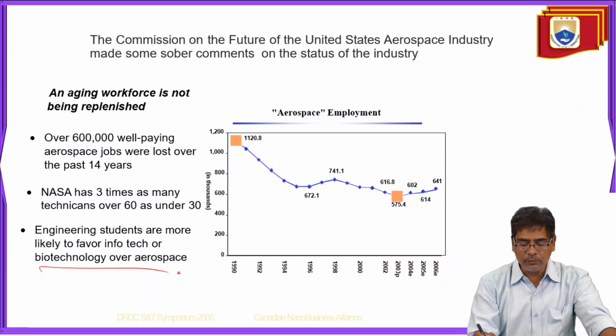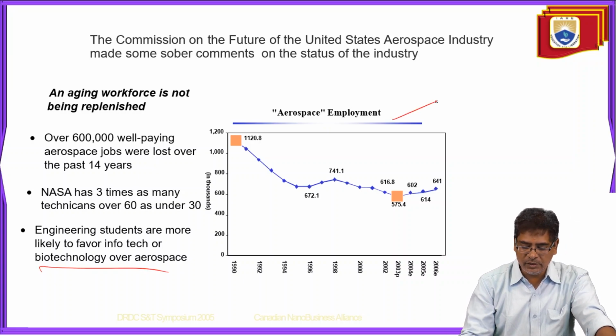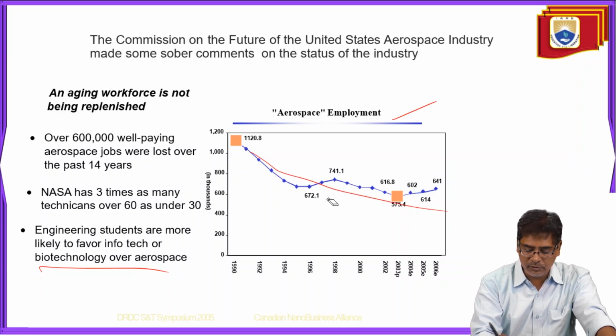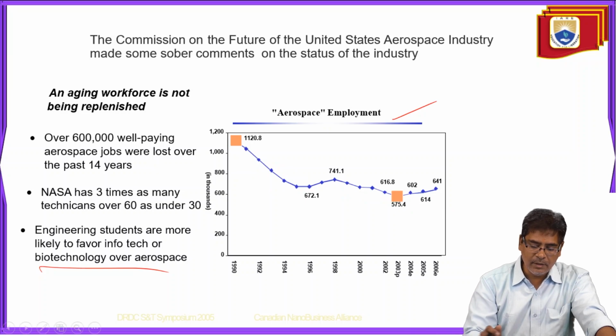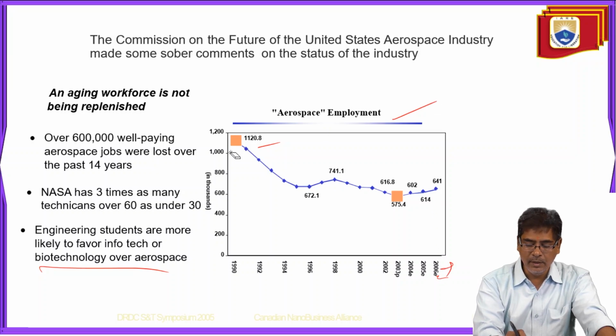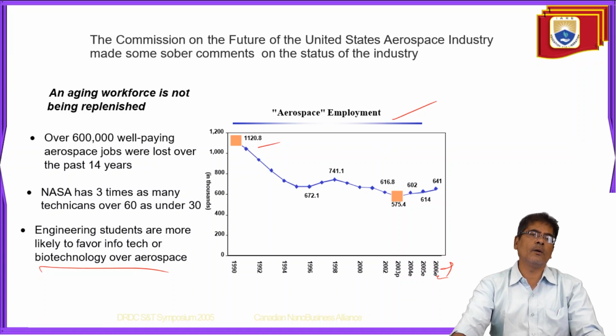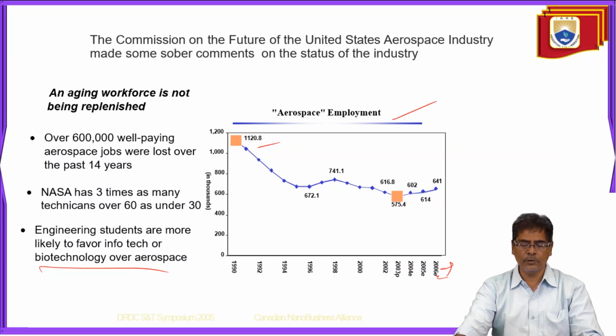So this is the aerospace employment. It is steadily decreasing, in thousands: in 1990 it was around 1,120.8, and by 2006 it is around 651. That means an aging workforce is not being replaced. Over 6 lakh well-paying aerospace jobs were lost over the last 14 years.